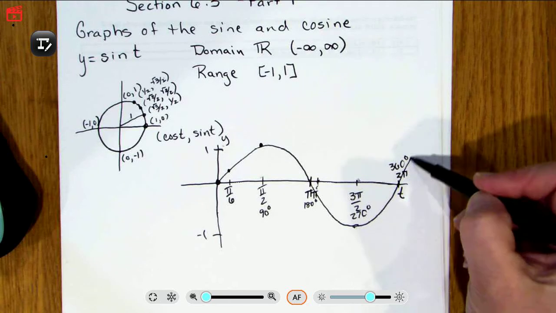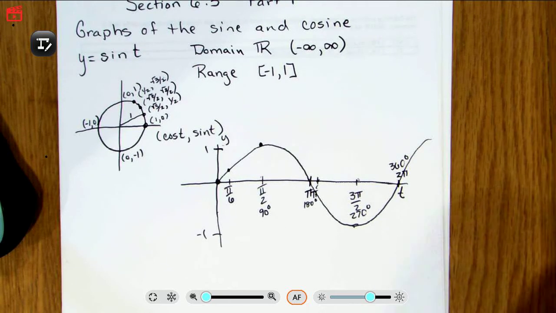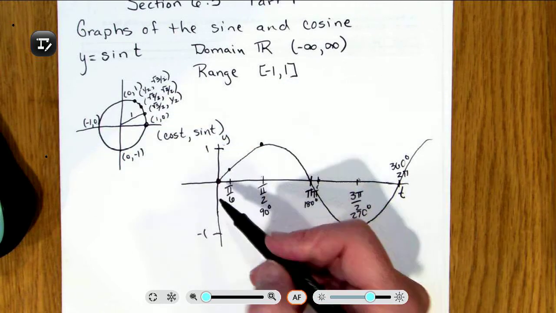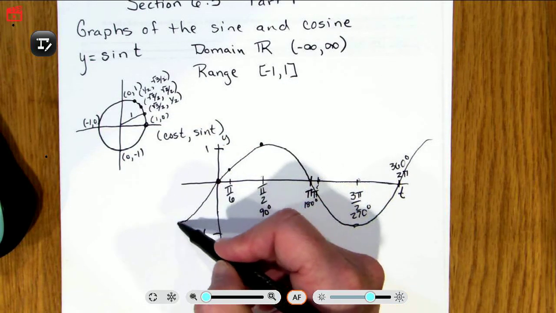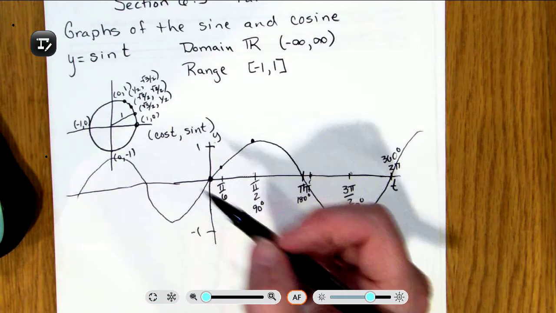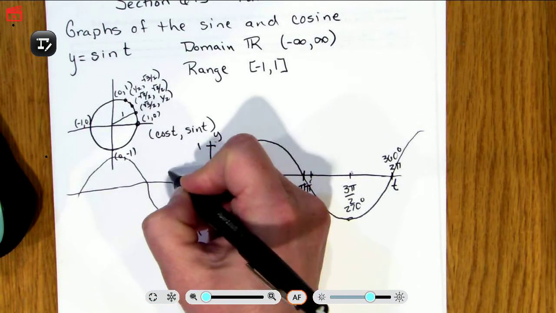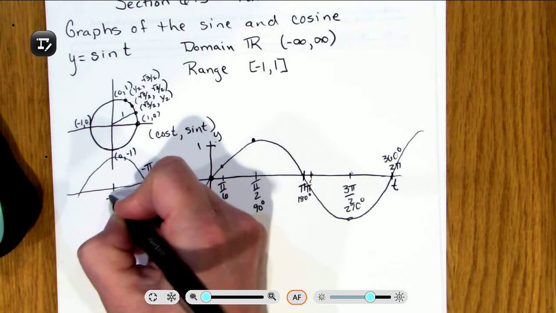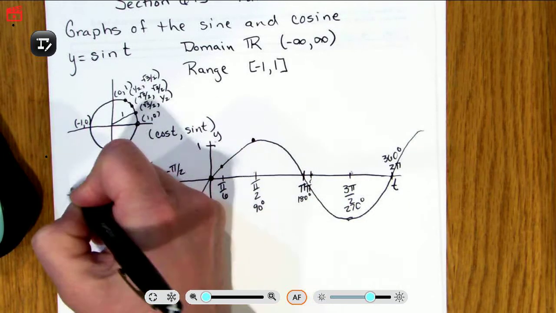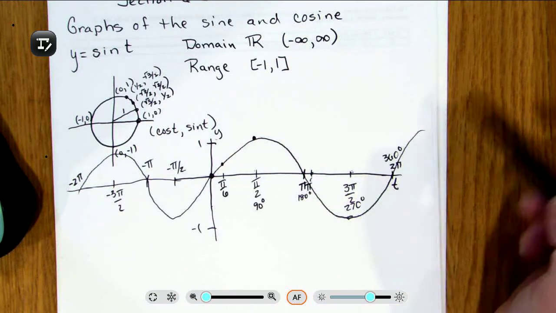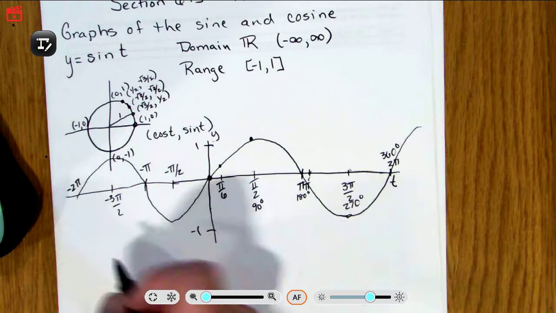And it'll continue to go up and down and up and down. It also goes in this direction because we could go negative directions. So it does continue on and on in both directions. So here would be that negative pi over 2, a negative pi, a negative 3 pi over 2, and a negative 2 pi. And it continues and cycles around and around and around.